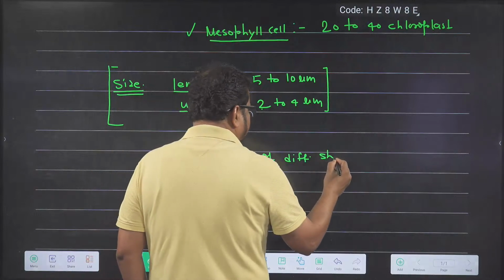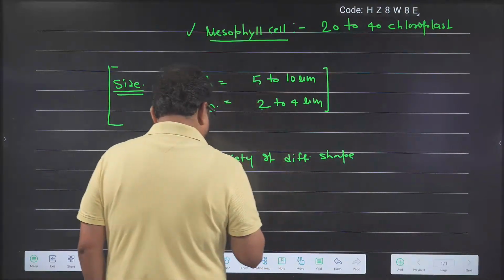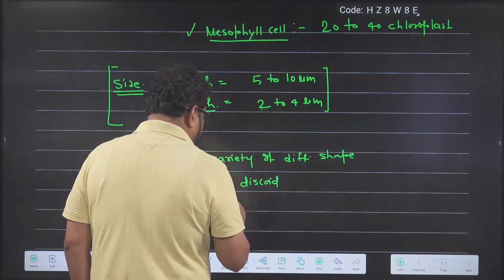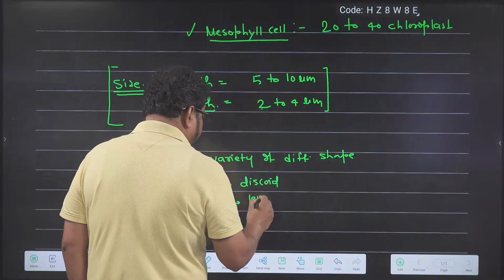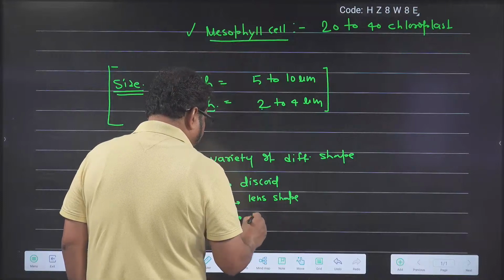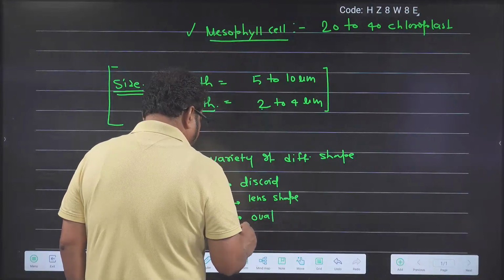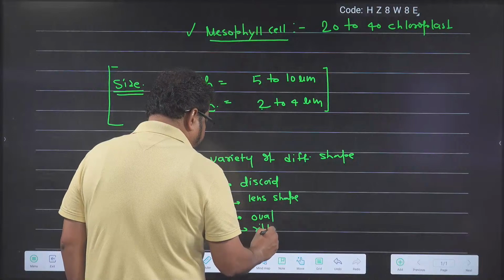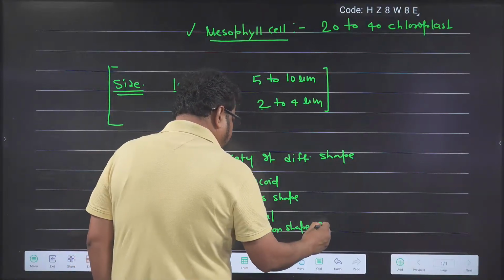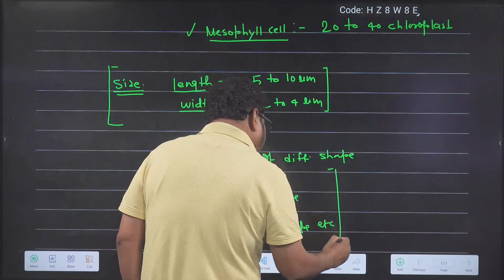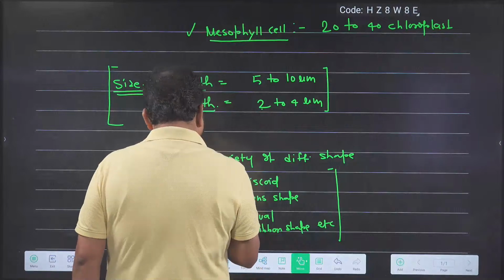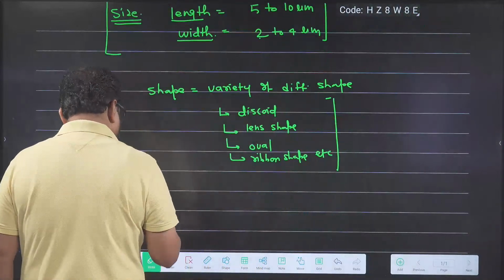Different shapes are there. It may be discoid. It may be lens shape. It may be oval. It may be ribbon shape. Got the idea? Another shapes are also there, but we are not writing about them. So these are the variety of different shapes present in the chloroplast.